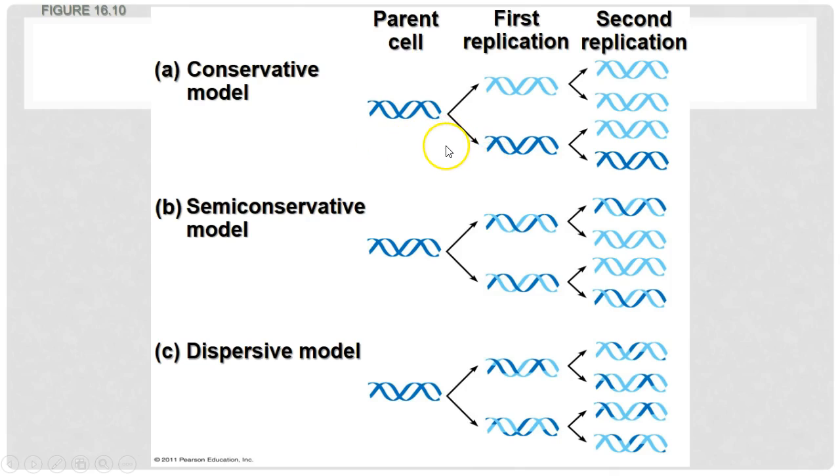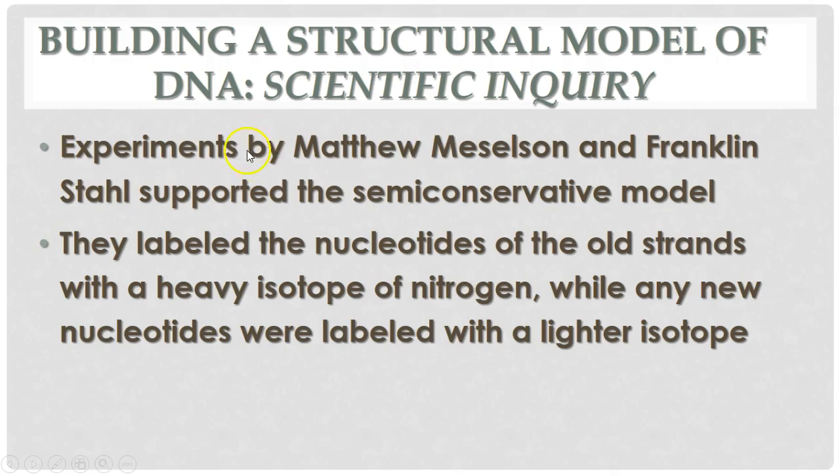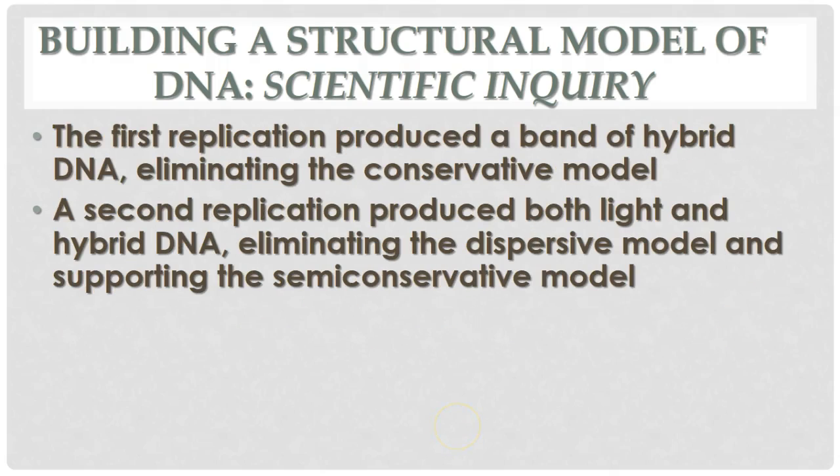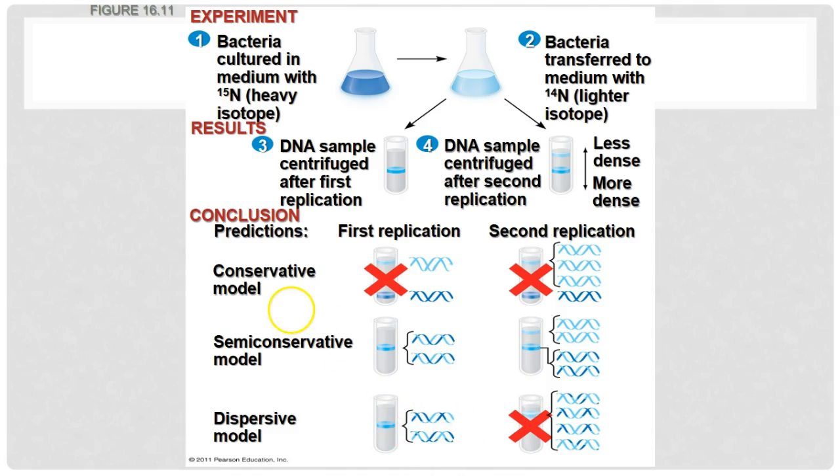So how to go about showing which one was correct. There were experiments by Meselson and Stahl that supported this semi-conservative model. So what they did is they labeled nucleotides in the old strands with a heavy isotope of nitrogen, and new nucleotides were labeled with a lighter isotope. And so what you get with the first replication is you get a hybrid band.